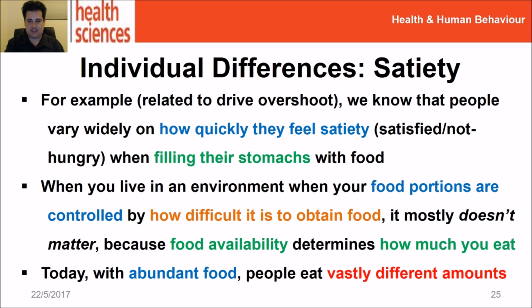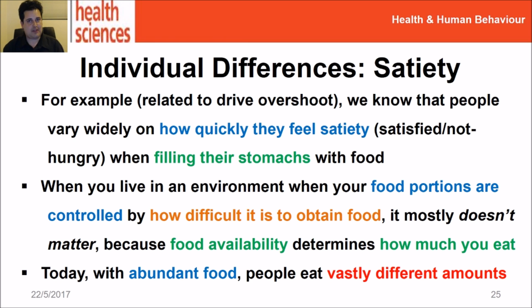A good example of this is the sense of satiety in human beings. We vary quite a lot, individual to individual, on how quickly we feel full when we are stuffing our stomachs. Now, that just didn't matter once upon a time, because the main thing that governed how much food you would eat isn't satiety. It would be just how much food is available. It was only under rare circumstances of plenty that human beings would have to say, I'm going to voluntarily stop eating now, because I've had enough food to eat.